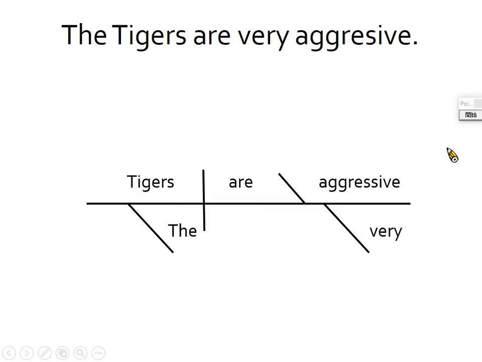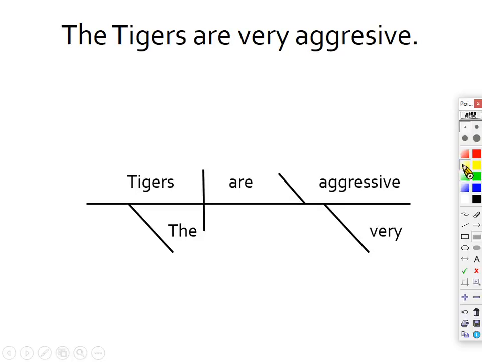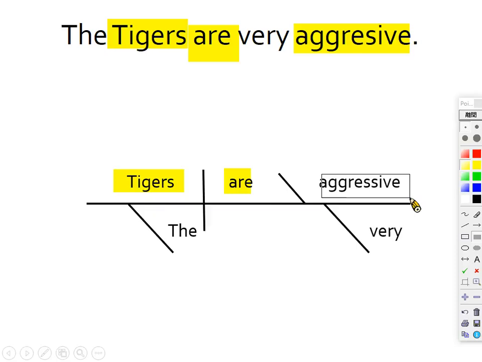Is yours correct? If not, correct it. Look here, it's very simple, straightforward. The training for sentence diagramming is for you to understand the basic structure of the sentence. Tigers are aggressive, right? So we put over here, tigers are aggressive. And this is the vertical line, this is diagonal, and this is the main line.